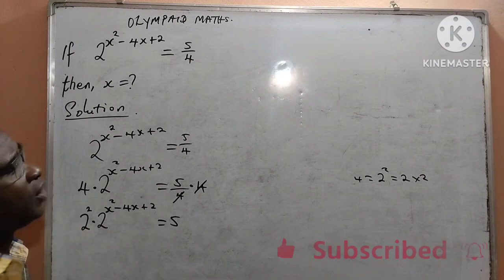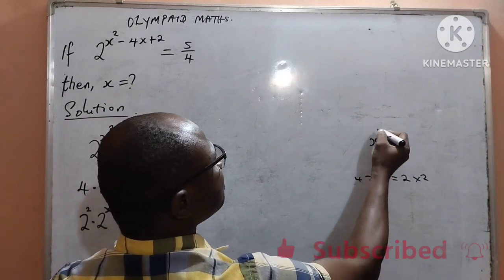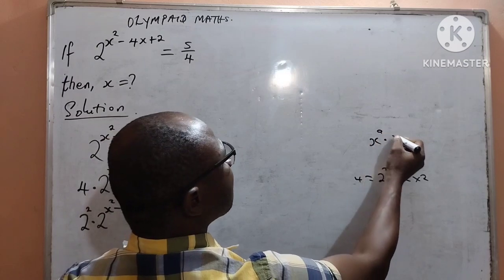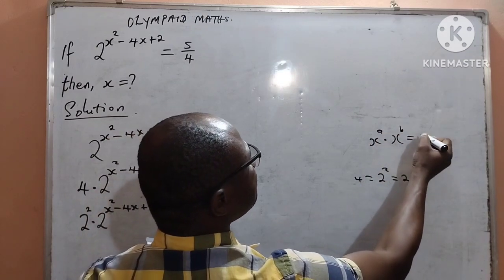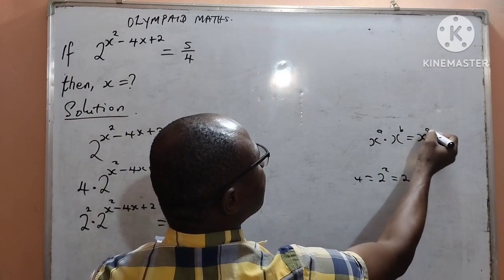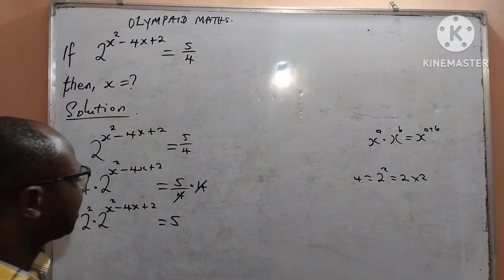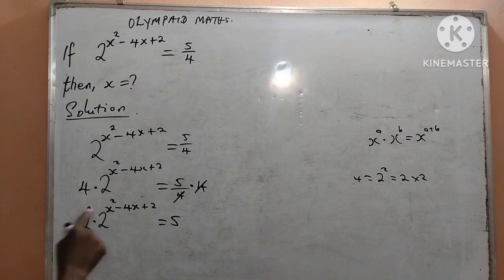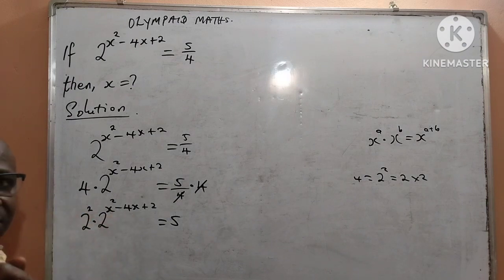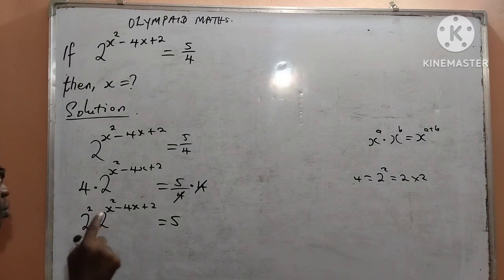Now, by the law of indices, if I have x raised to the power a multiplied by x raised to the power b, it is equal to x raised to the power a plus b. This is the addition law of indices. I am going to apply that on the left hand side, meaning both of the bases are 2, that is, they are in base 2. Therefore, I am going to add the powers.